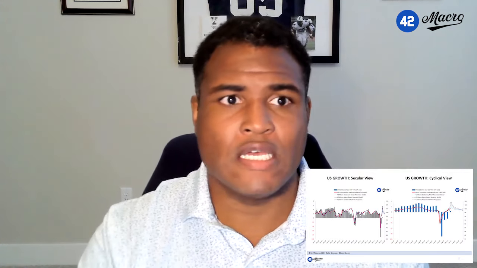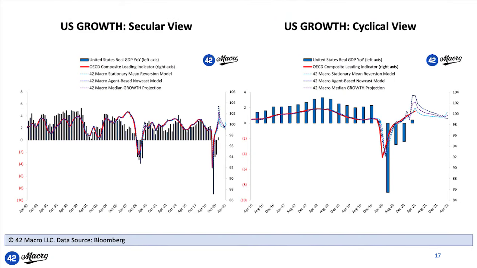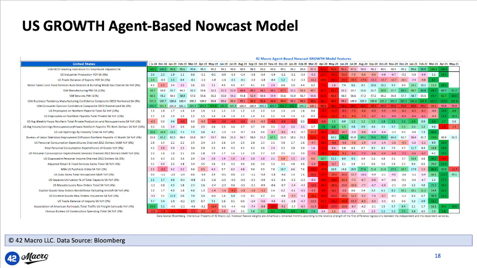On slide 17, U.S. growth, secular view, cyclical view. I mentioned U.S. growth, on the right chart there, is decelerating modestly over the intermediate term. So nothing to be overly concerned about. On slide 18, just showing our agent-based nowcast model, still gathering momentum for the data that we're getting in May, although we are rolling off the cycle peak. If you look at the April column, it's more green than some of the data that are starting to roll in from May, and that's precisely what we would expect. That's precisely what we did expect.